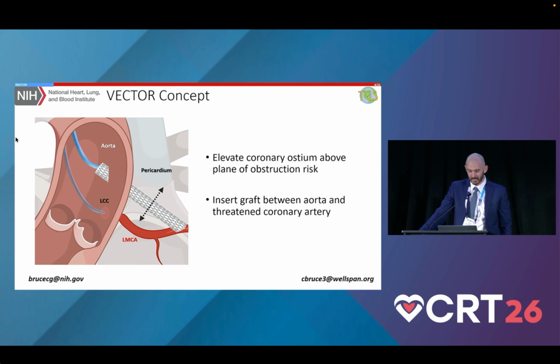up with an idea. And in Vector's case, the team felt we should just relocate the coronary ostium. That would be the easiest way to treat someone. So we worked on it in animals to elevate the coronary ostium above the level of the obstruction risk and use a stent graft to connect that to a distal anastomosis in the vessel of relevance, which in this case was the left main.